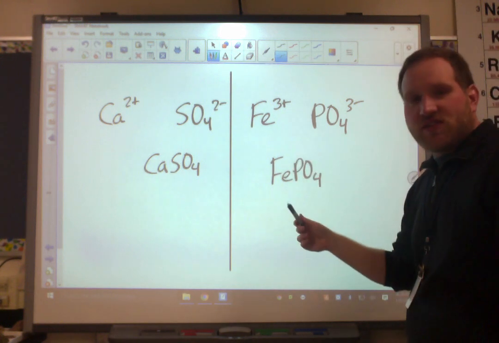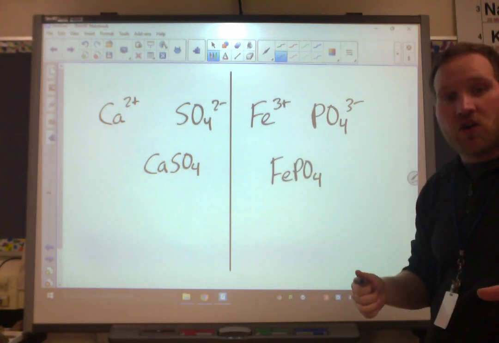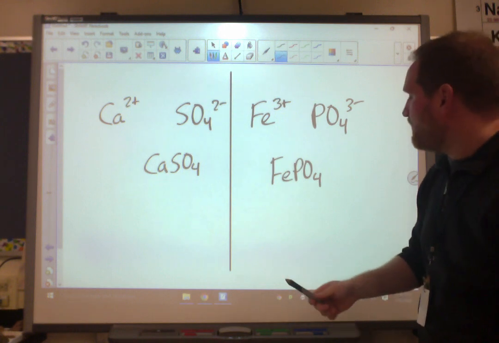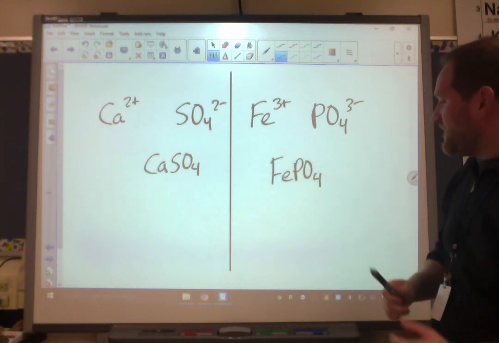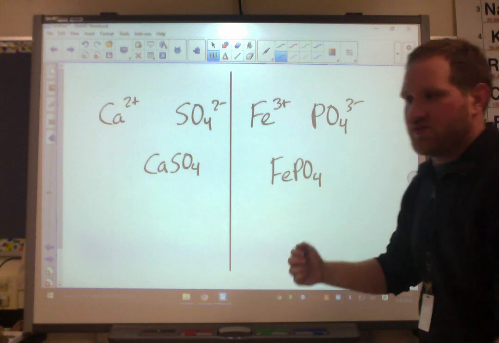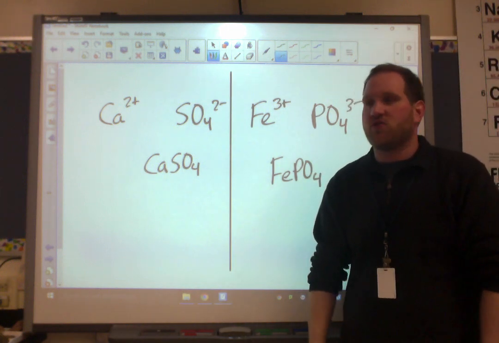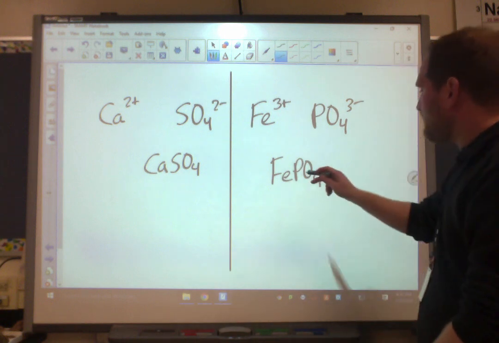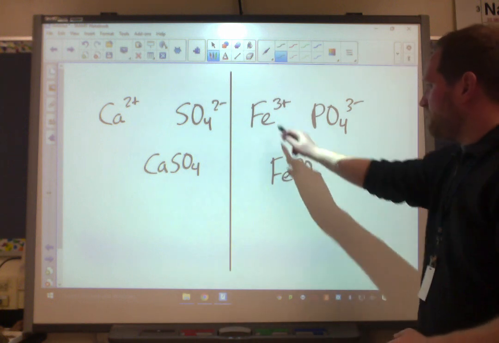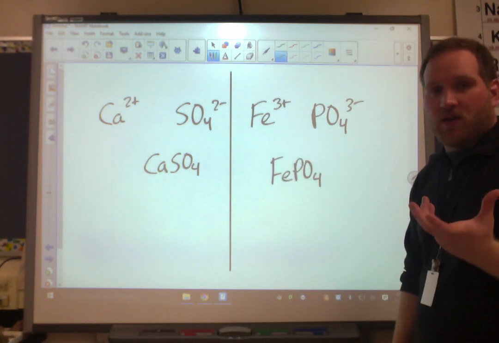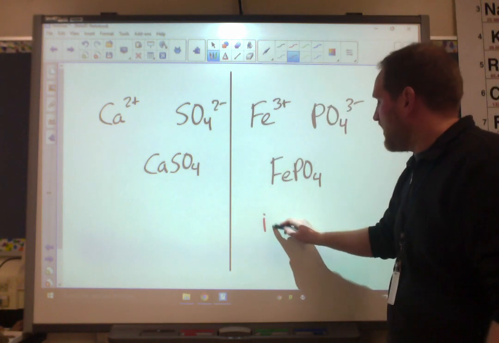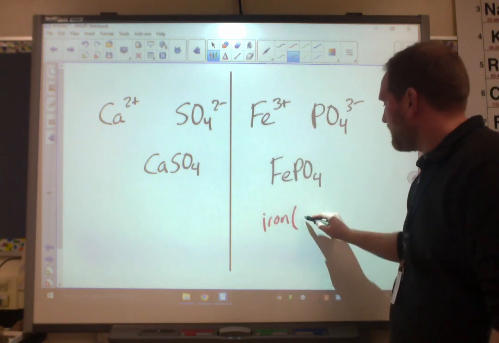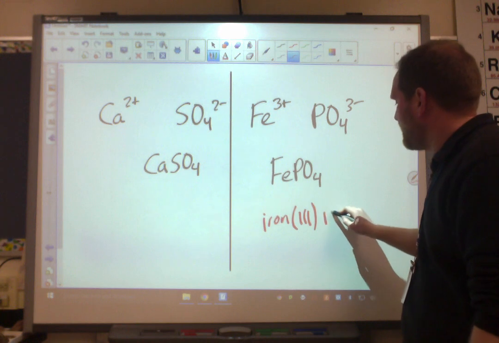Now, because this is a type 2 metal, and if you don't know what I'm talking about, review the previous video, iron is a type 2 metal, you can't just say iron phosphate, because the phrase iron phosphate could refer to a whole variety of different combinations depending on the charge of the iron. So you have to find out what the charge of this iron is, which is given right there, and that becomes the name. So this one is going to be iron 3 phosphate.